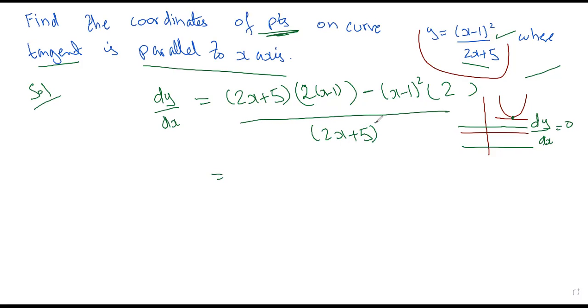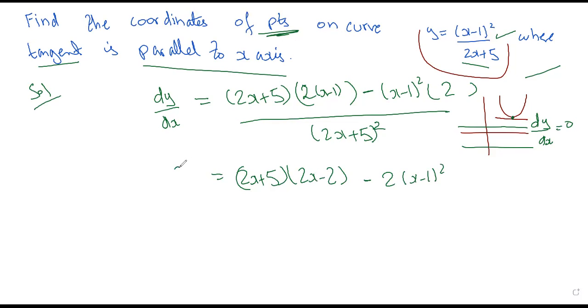Let's simplify things, and this would be squared. Okay. So this is going to be (2x plus 5)(2x minus 2) minus 2(2x minus 1), all over (2x plus 5) squared. I did this step. And what would be the derivative? The derivative will be... Okay, look. This is what the question was. The question said, find the coordinates of points on the curve. This was the curve. It will be 0.